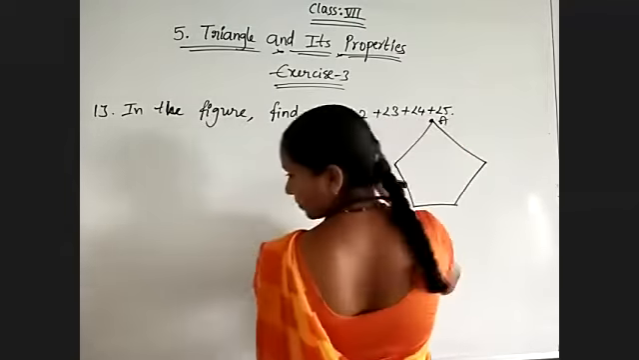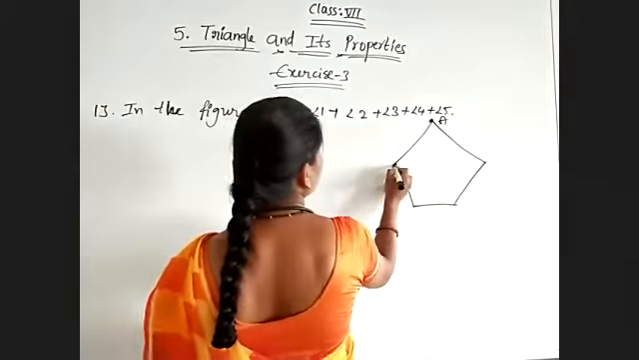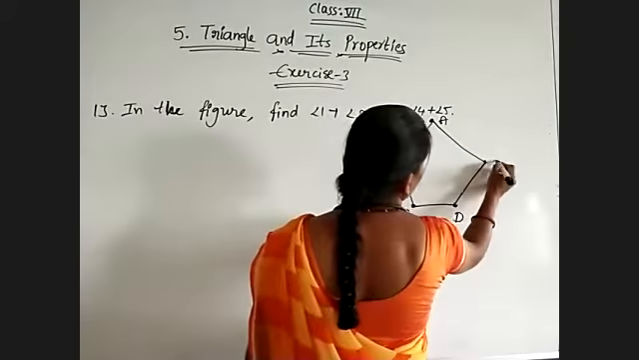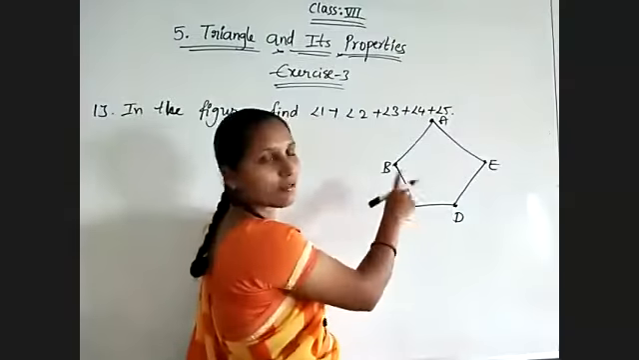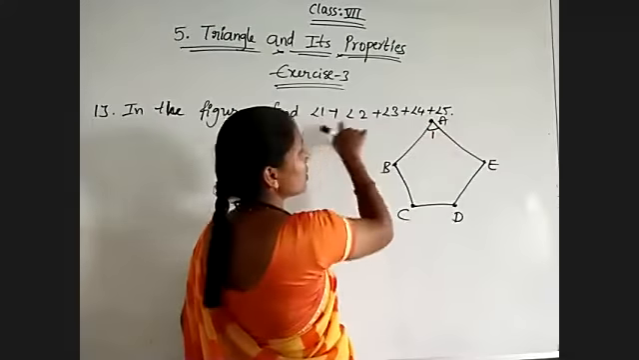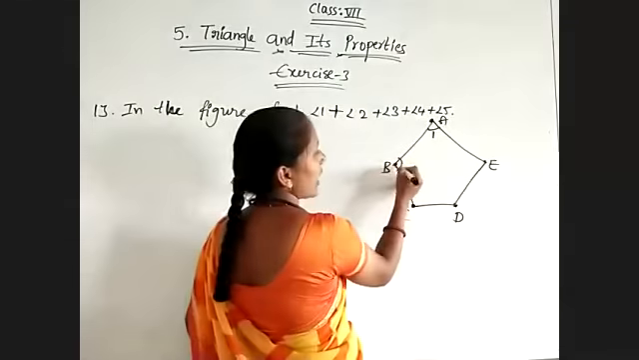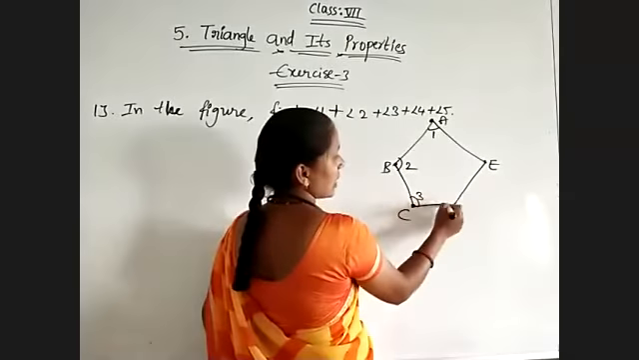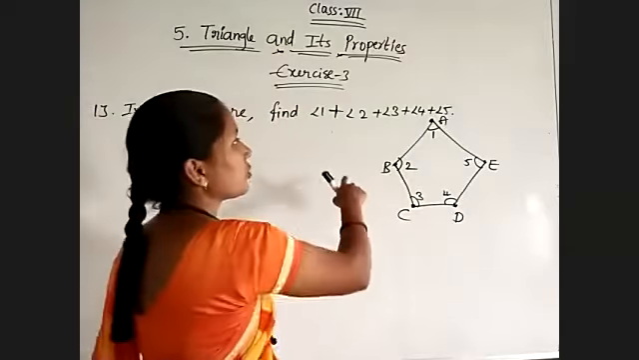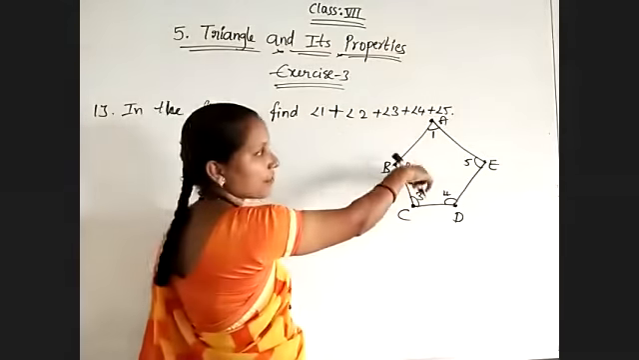ABCDE is a pentagon because it is made up of 5 line segments, and here angle A is denoted by angle 1, angle B is denoted by angle 2, it is angle 3, angle 4 and angle 5. Okay, and we need to find out the sum of the angles of a pentagon.